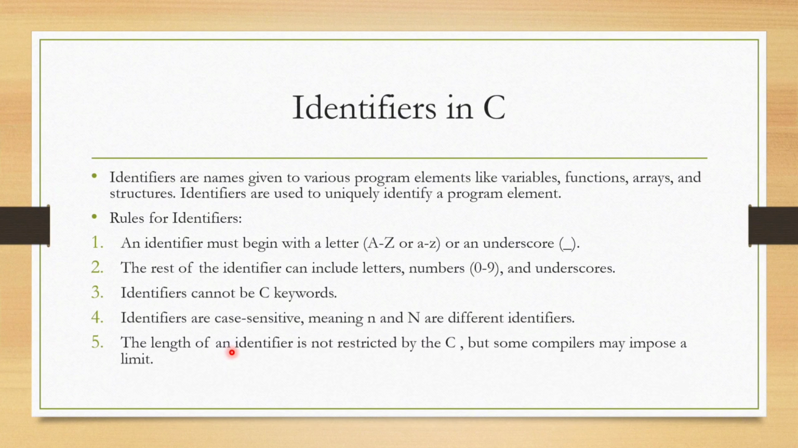The length of an identifier is not restricted by C, but some compilers may impose a limit. Identifiers do not have a limit on their length, but using excessively long identifiers can reduce code readability and cause portability issues. It's best to use meaningful names for better management.